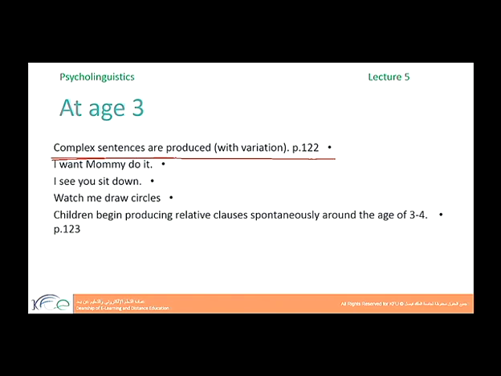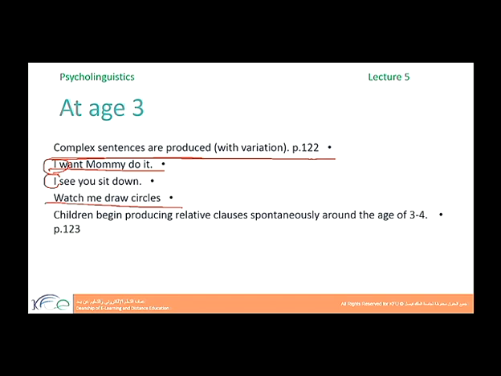Okay, complex sentences are produced with variation, of course. So, I want mommy do it. So here we have a subject. Before we did not have a subject. Now we have a subject. Like I see you sit down. Watch me draw circles. Things like that.